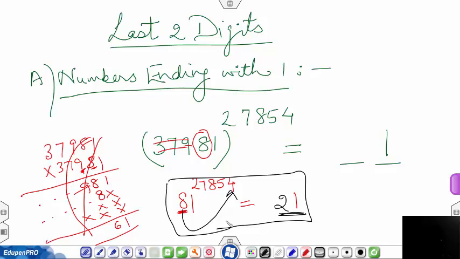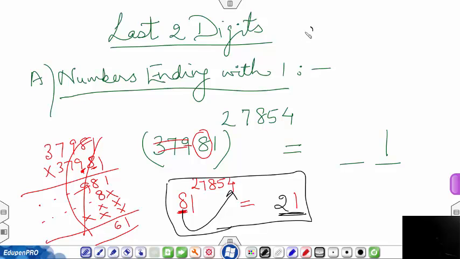81 to the power 27,854. So no matter how big the number is, no matter how big the power is, the answer is simply 21. So can I answer this question in the exam in 5 seconds? Of course I can.